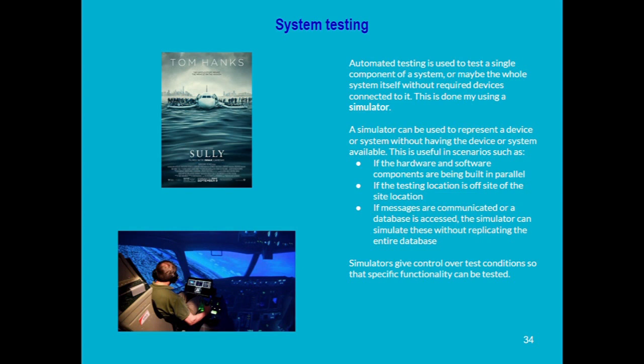This is useful in scenarios such as if the hardware and software components are being built in parallel, if the testing location is off-site of the site location, or if messages are communicated or a database is accessed. The simulator can simulate these without replicating the entire database. Simulators give control over test conditions so that specific functionality can be tested.